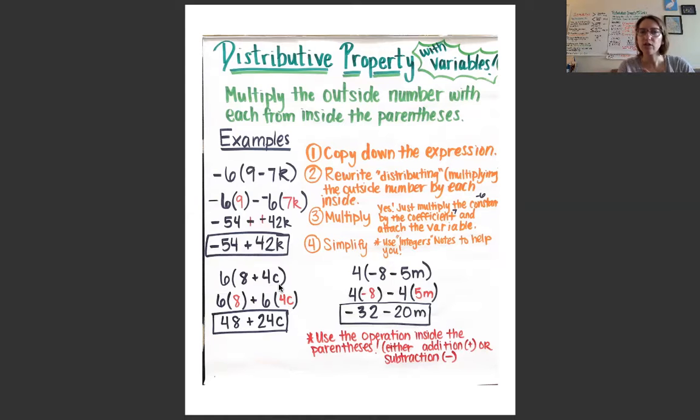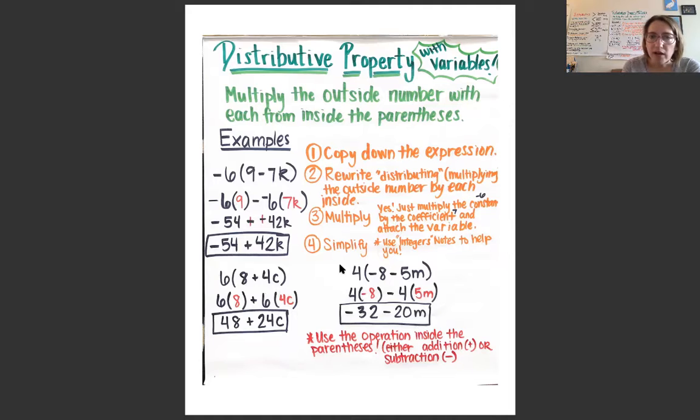So again, start off by rewriting that expression. Here we have 6 times (8 plus 4c), close the parentheses. So we're going to rewrite by distributing that 6, multiplying it by each of those numbers on the inside. So 6 times that first number, the 8, keeping the addition sign, and then the outside number 6 times the 4c.